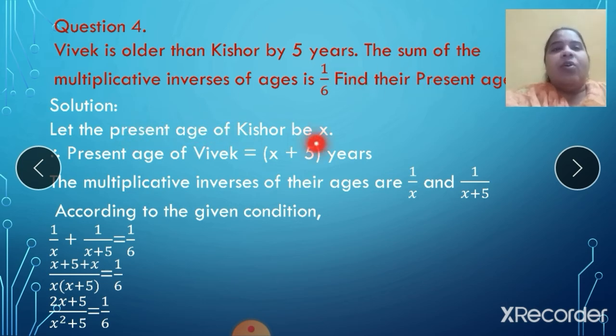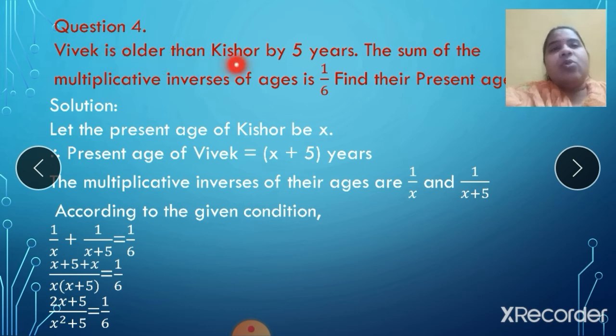Let the present... now the problem is percentages. Yes, there are two persons, Vivek and Kishore. Now whose age to be assumed as x? For that, see, about whom the information is given, do not take that as x.